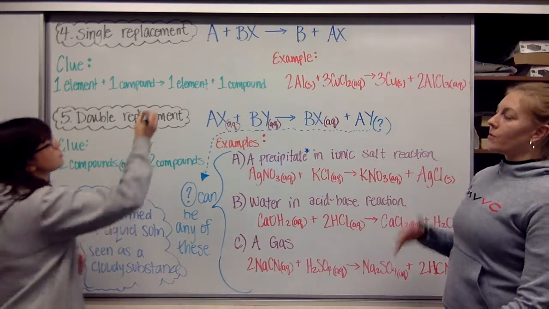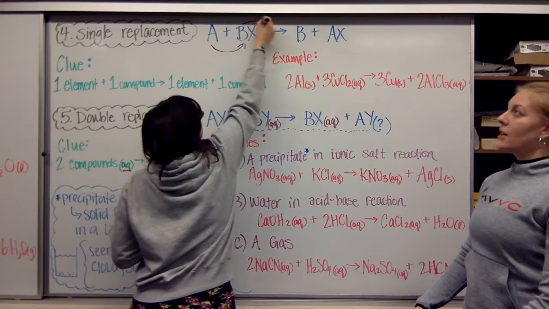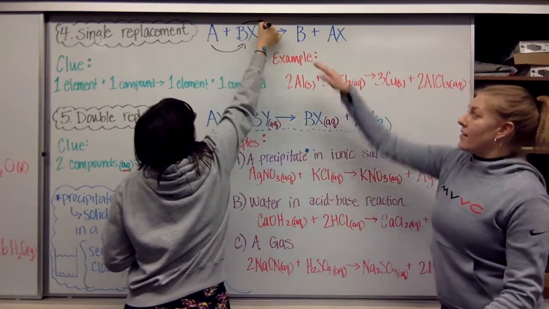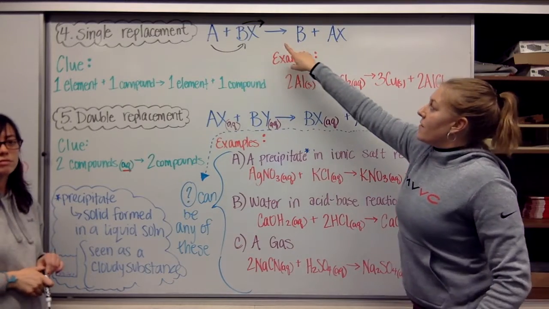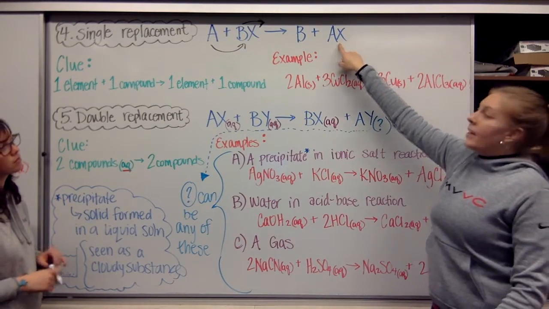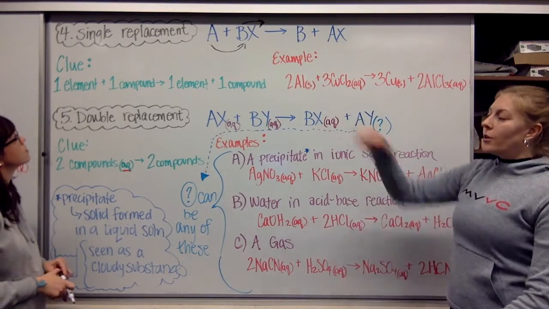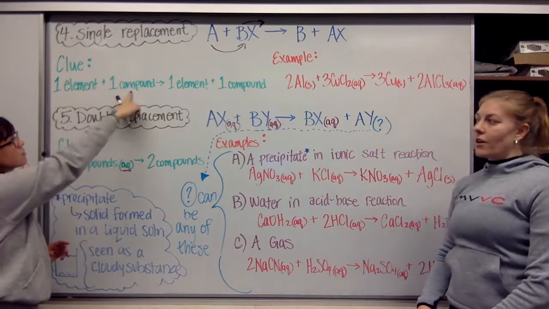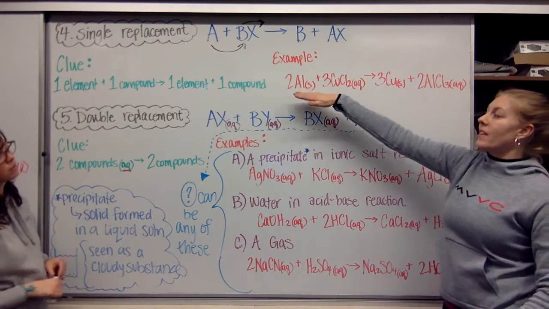The reason it's called single replacement is because we see A is coming in and kicking off B, which then ends up as a lone element by itself. So really what's happening is A is replacing B. So instead of BX, we now have AX. And B is going to be the lone element there. Our clue over there, if you look, is 1 element plus 1 compound will yield 1 element plus 1 compound. That's what we see here in our example.